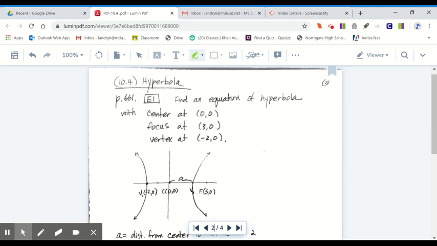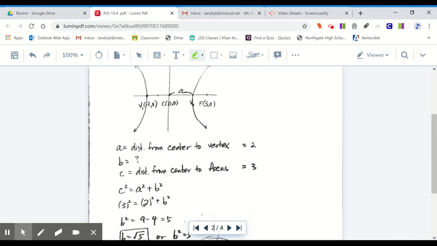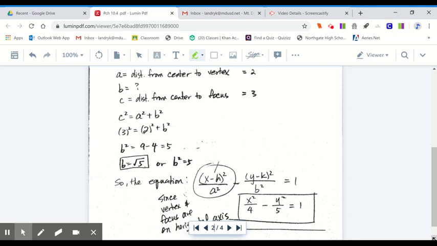Okay, so here's a sketch of the graph. And to find our equation, I need b. a is the distance from center to vertex. That's 2. b, I don't know. c, the distance from center to focus, is 3. The equation is c squared, that's the longest side, is equal to a squared plus b squared. Solve for b or b squared. In this case, all we need is b squared for the equation.